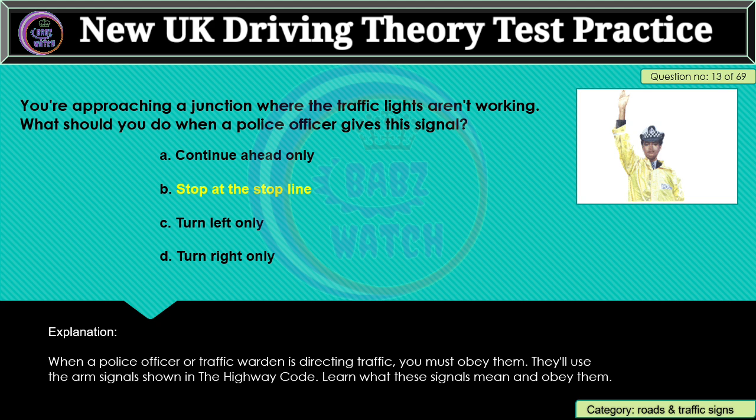Explanation. When a police officer or traffic warden is directing traffic, you must obey them. They'll use the signals shown in the Highway Code. Learn what these signals mean and obey them.